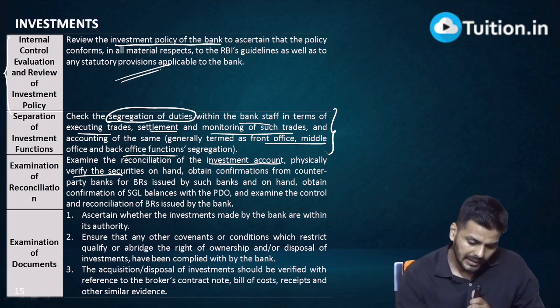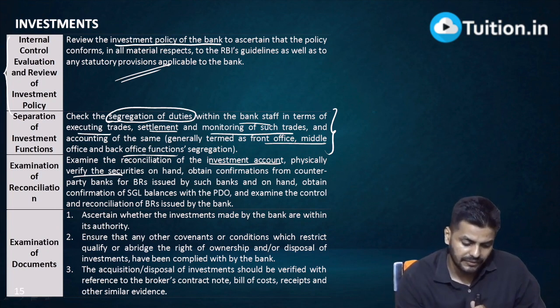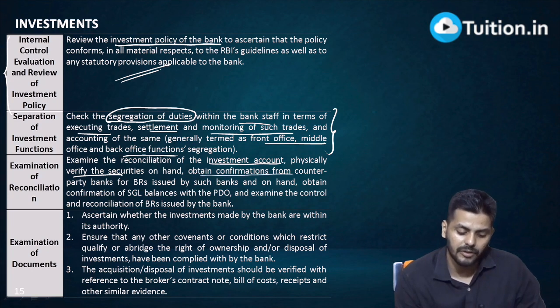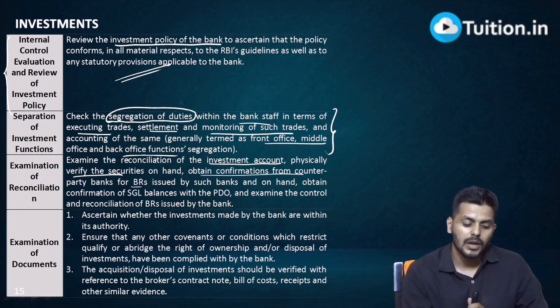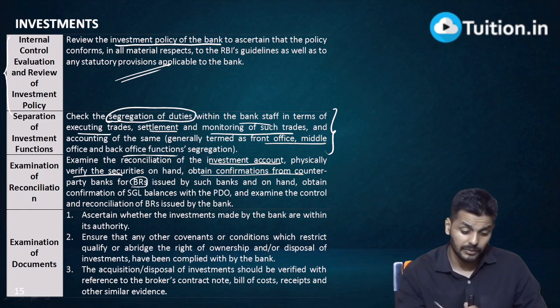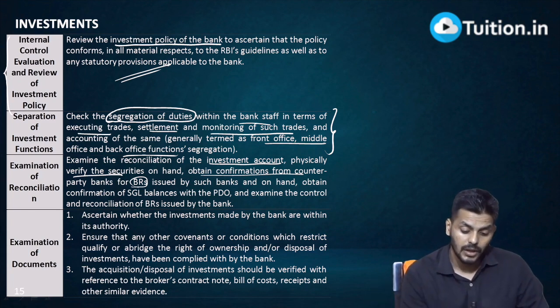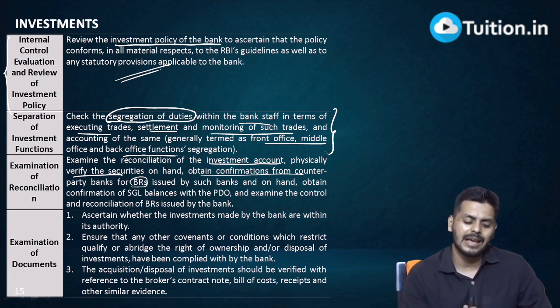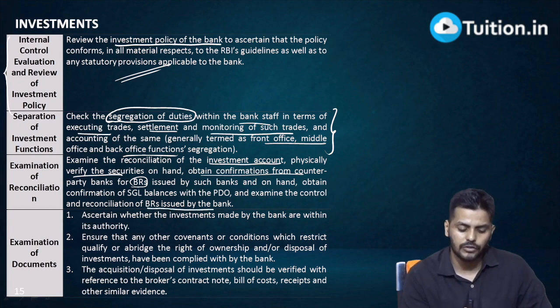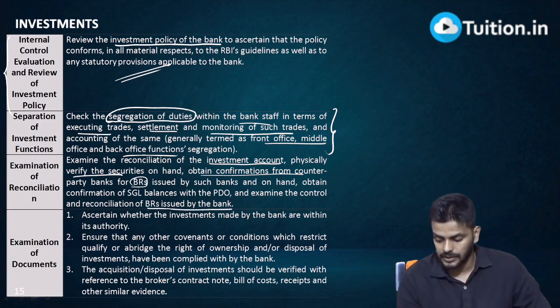Let's see this. Examine the reconciliation of the investment account, physically verify the securities on hand, obtain confirmations from counterparty banks for bank receipts or bills receivable issued by such banks on hand, and obtain subsidiary general ledger confirmation with the Public Debt Office, PDOs, and examine the control of reconciliation of bills receivable issued by the bank. All these are some of the points that we need to take into consideration.